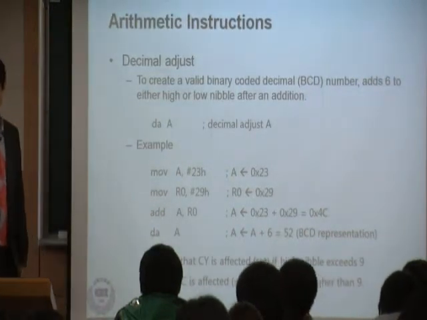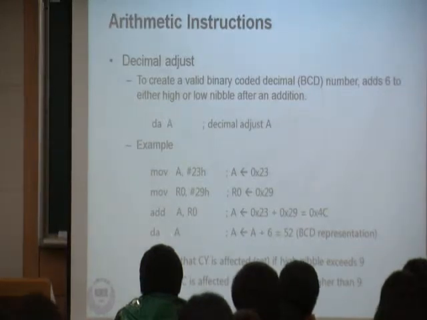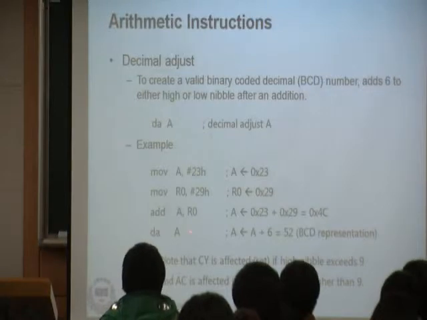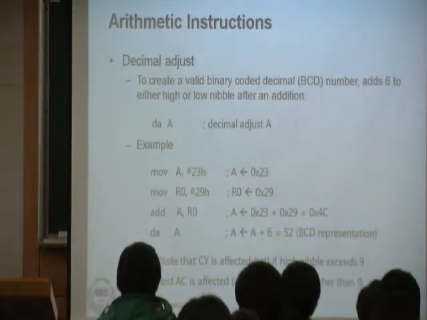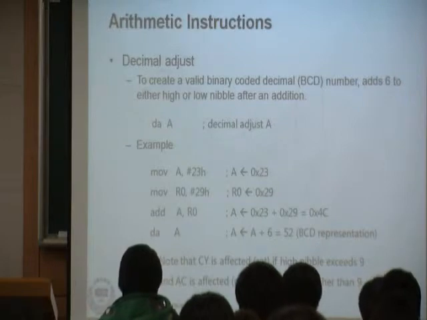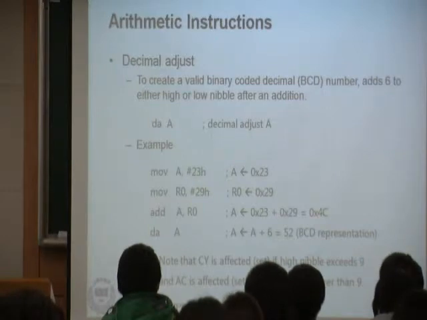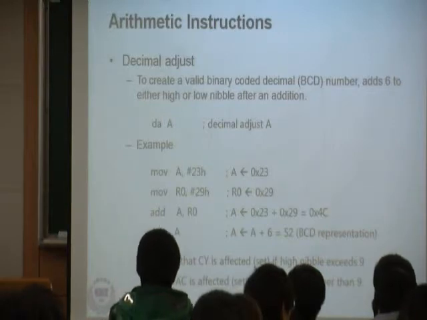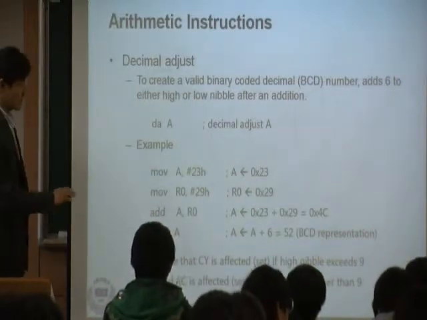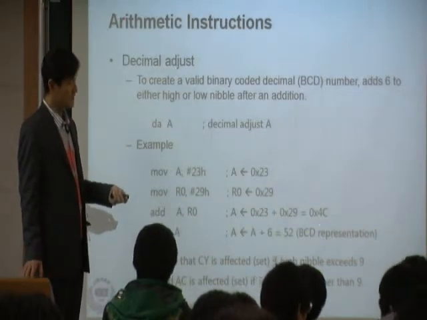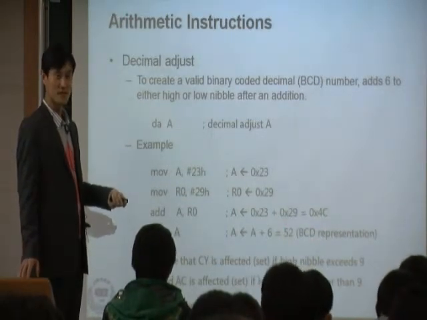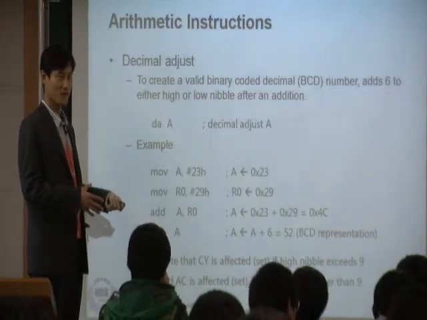So what does that mean? The reason that we are doing this decimal adjust is to convert your hex representation to BCD representation. Have you heard of BCD representation? What is BCD? Binary coded decimal? To be honest, I'm not seeing anywhere you use BCD. So I don't know if this is really useful anywhere.